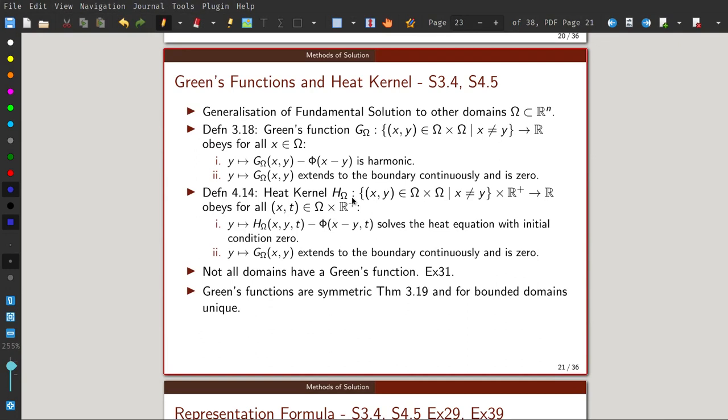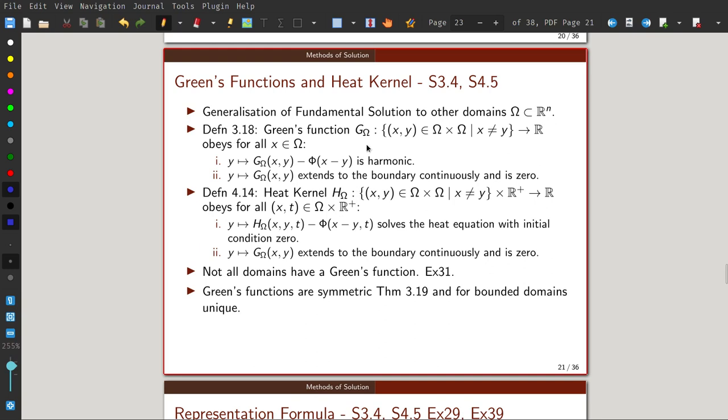So the idea of Green's function is to extend, or generalize, fundamental solutions to bounded domains in a way that allows us to take into account the boundary value problems as well. So for that, we need a definition of a Green's function. And what I've done here is I put the definition of a Green's function and the heat kernel side by side with each other, so you can see what is similar and what is different between them.